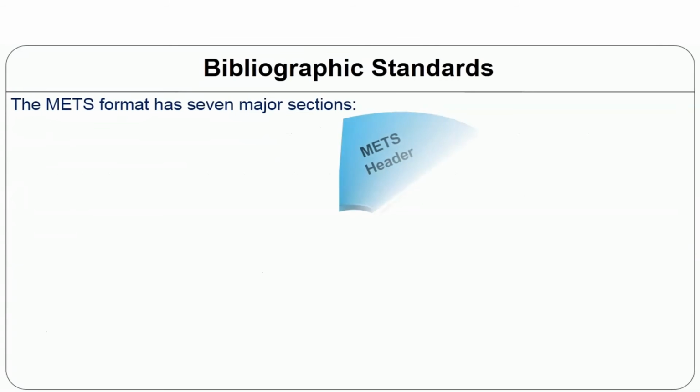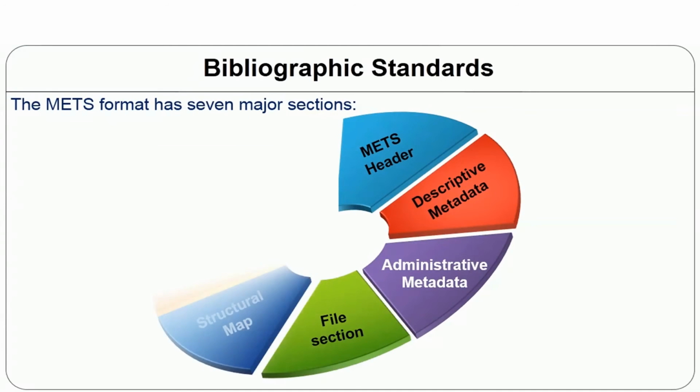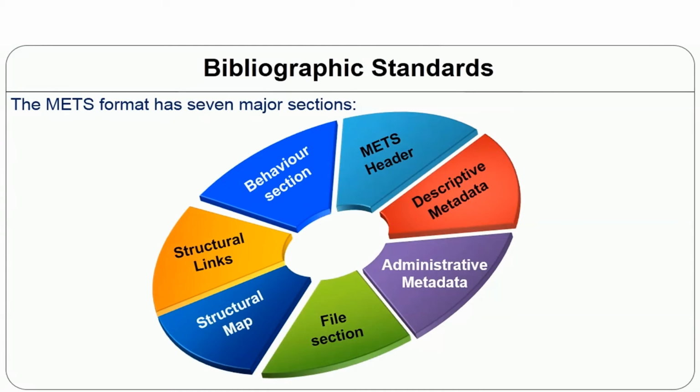Now, the METS format has 7 major sections. I told you, it gets expanded wherever. One is a METS header, the other is the descriptive metadata, then it also tells about administrative metadata, then the file section, structural map, structural links, and the behavior section. These are the 7 major sections which a METS format has.